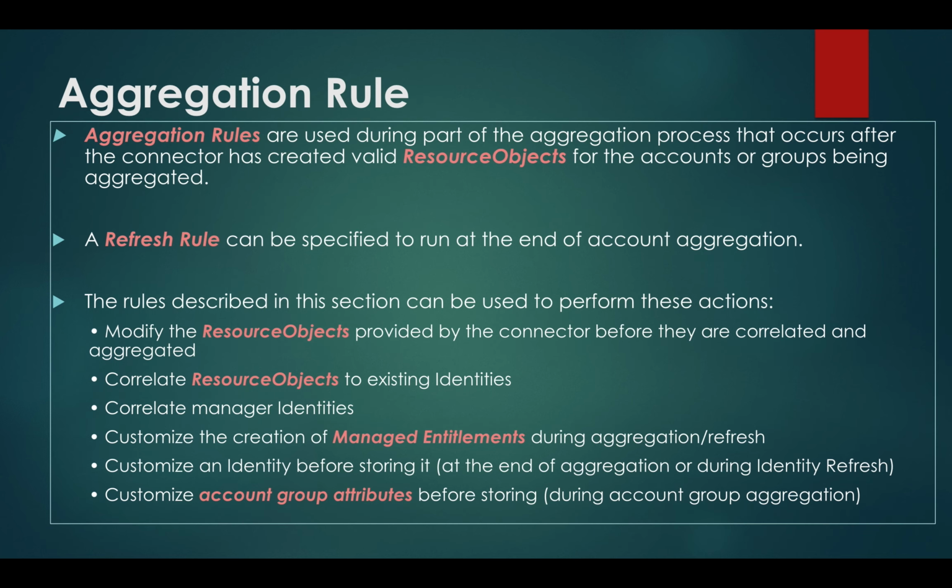Let's move on to the aggregation rule. As we have covered the connector rules, which create resource objects, the resource object is always an input for the aggregation rule. Aggregation rules are run as a part of the aggregation process, which occurs after the connector rules have created the resource object that represents accounts or groups being aggregated from the target application or source. Besides that, we can also define a refresh rule which runs at the end of account aggregation.